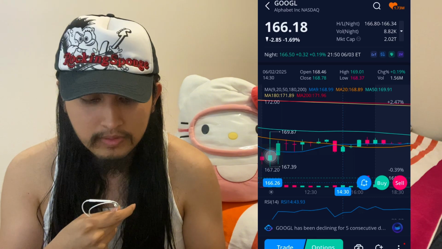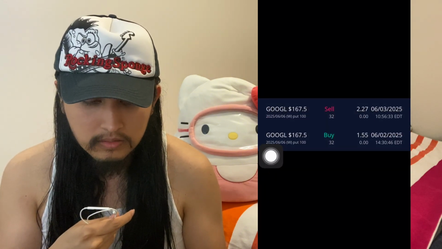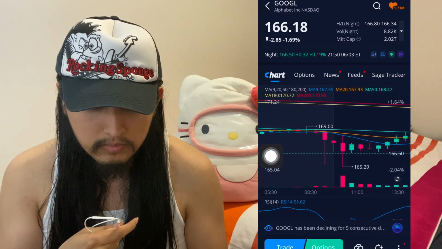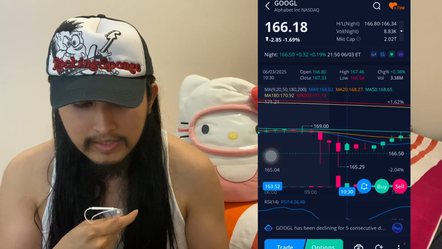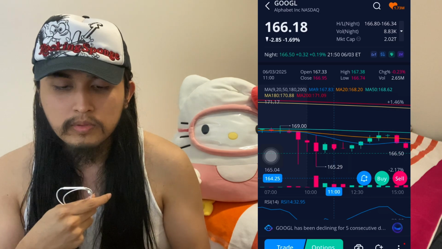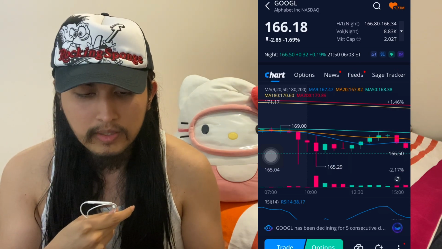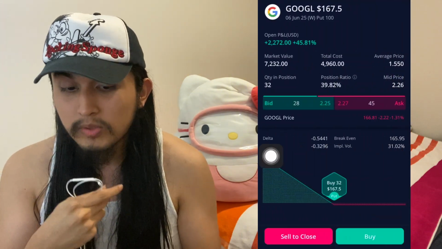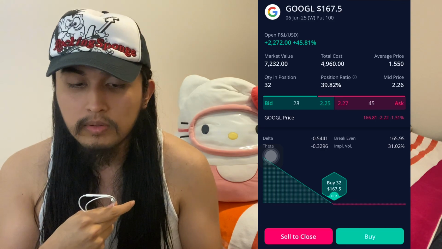That did not happen. Moving on to the next day at 10:56, this one, but this candle right here, the 11 candle. So I sold close to the closing time of the candle, and when I sold out the position, I made an easy gain of $2,272 just trading a couple of Google put options.